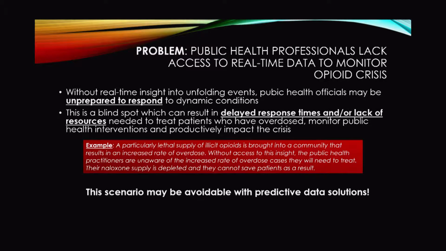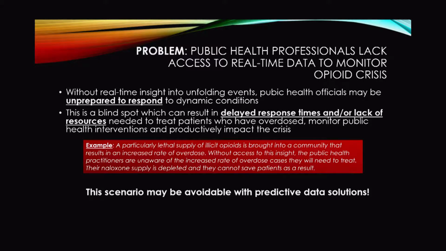The problem here has been described in this auditorium today and yesterday. Public health professionals lack access to real-time data to monitor the opioid crisis. Without real-time insight into unfolding events, public health officials may be unprepared to respond to these dynamic conditions that the opioid crisis is affecting us with. This is a blind spot which can result in delayed response times and a lack of resources needed to treat patients who have overdosed, monitor public health interventions, and productively impact the crisis.